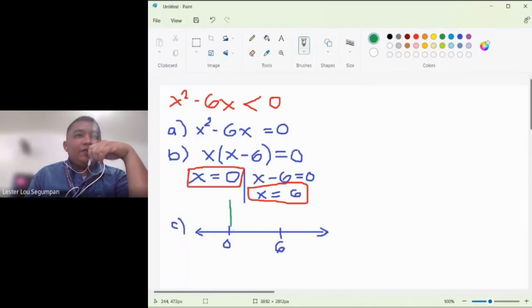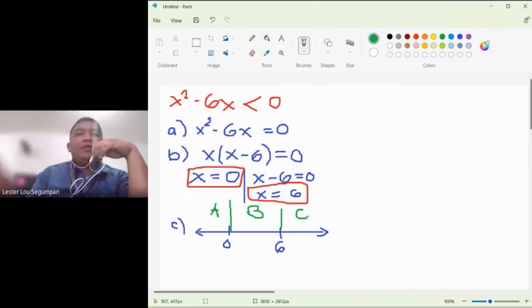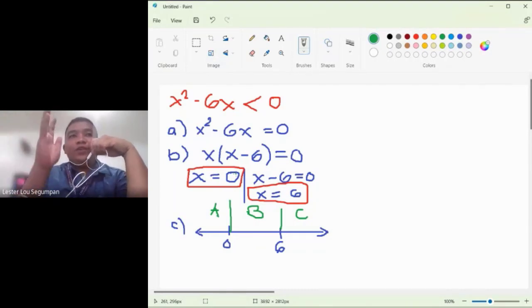You are going to divide this. This is your region A. This is your region B. This is your region C. By the way, I'm going to give you a copy of this material later. So this is the third step. Take note that 0 is now a value of the root that we have used for the equivalent quadratic equation. In short, we cannot use 0 as part of the test value later.